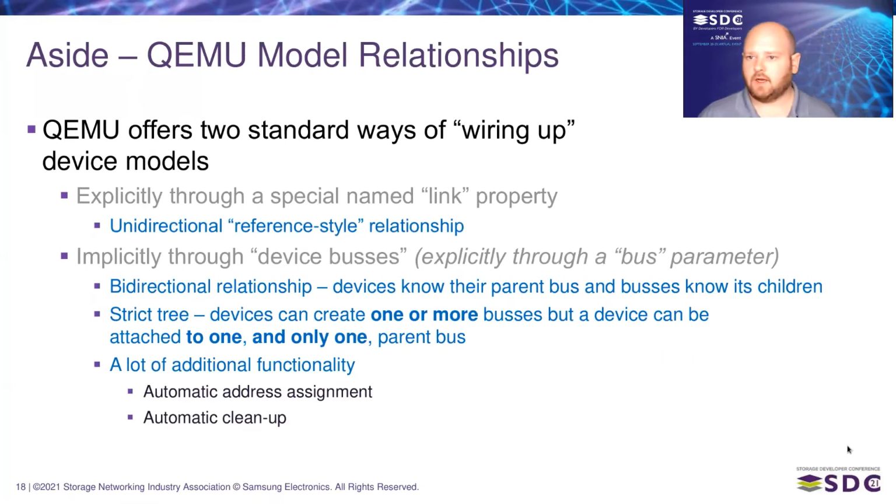There are actually 2 ways of doing this in QEMU. You can use these unidirectional reference style relationships that you do with links, where you can reference another device. But you can also use buses, and that's how namespaces work right now. Namespaces attach to controllers through these buses, and buses are part of the QEMU QDev API. It offers a very strict relationship where a parent device can have multiple devices attached, but a device can only be attached to 1 bus at a time. So it offers a strict tree.